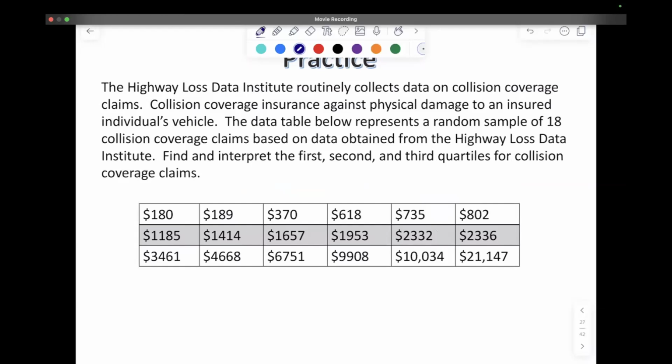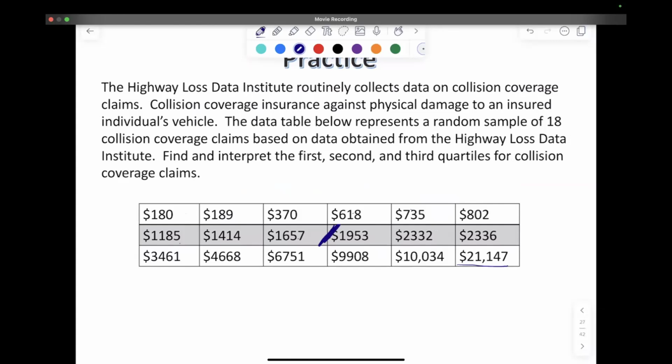So they take this data here, and this is just raw data we haven't done anything with. It's randomly 18 claims against insurance for collision. Look at this one up here. This one's crazy, $21,000. All right. So we're going to find our quartiles for this data. There's 18 there. So once again, our median is going to be between 9 and 10. So 1, 2, 3, 4, 5, 6, 7, 8, 9. It is going to be in between here.